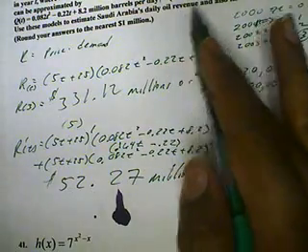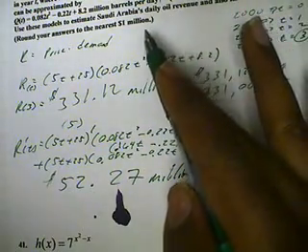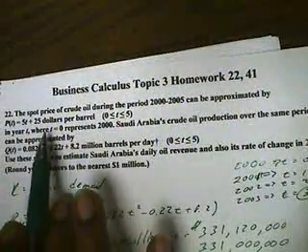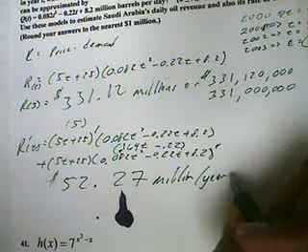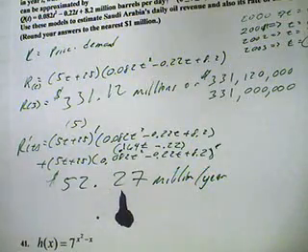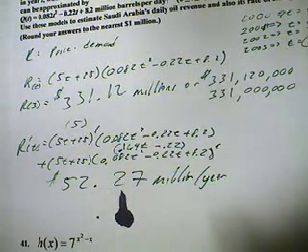Okay, and that's in millions per, let's see, what was the time in? Looking for the time here. Oh, years. The time was in years. So that's millions of dollars per year, or about $52 million a year.